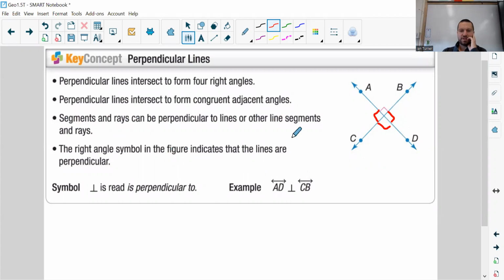Segments and rays can be perpendicular to lines or other line segments, so they don't always have to intersect fully like this. All right, you might get something that looks like this, where you get a right angle like that, and now we have a ray intersecting a segment or a ray intersecting a line.